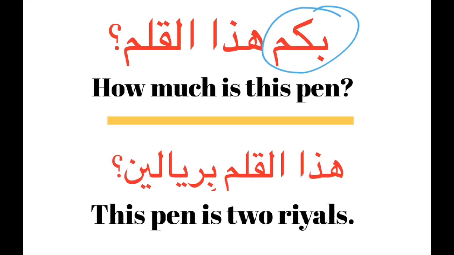The answer to this question will also take the preposition bi. Hadha al-qalam biriyalayn. This pen is 2 reals. We use the preposition bi in front of the price, riyalayn, or 2 reals.